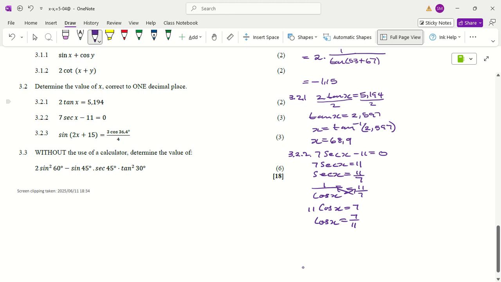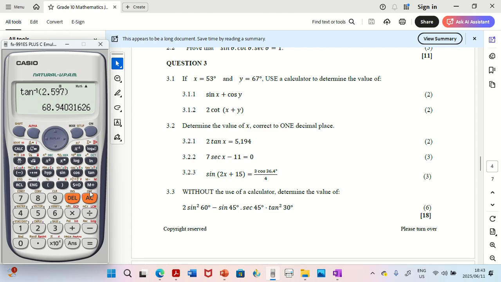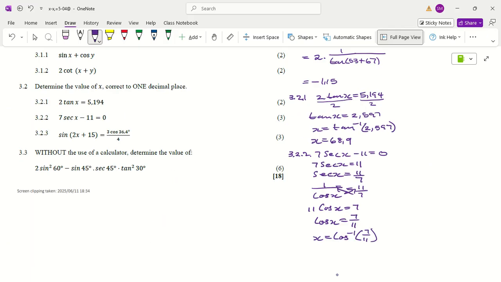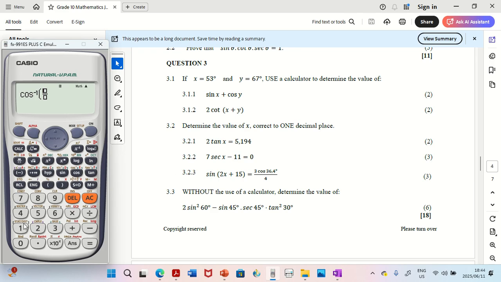And then now if we are going to continue here, we are going to have x is equal to cos or shift cos and then the -1, and then we put 7 over 11. So now in our calculator we'll have shift, then cos, then we are going to press, let's just go back. So here we are going to have 7 over 11. So that is 7 over 11.